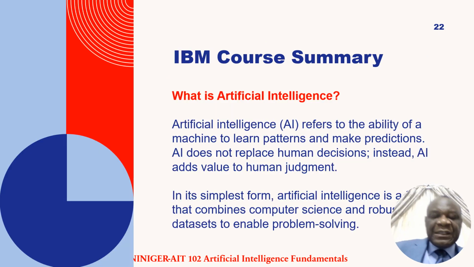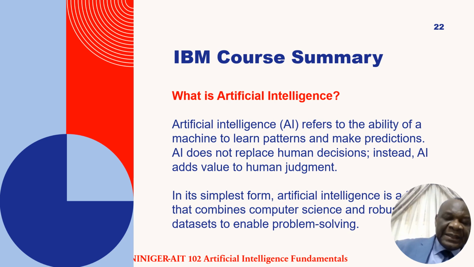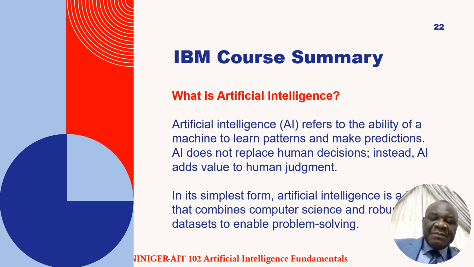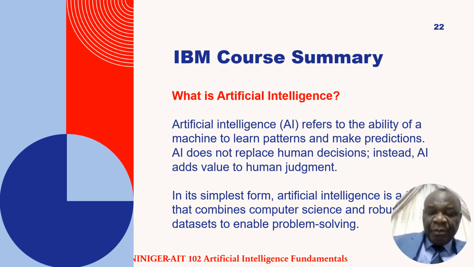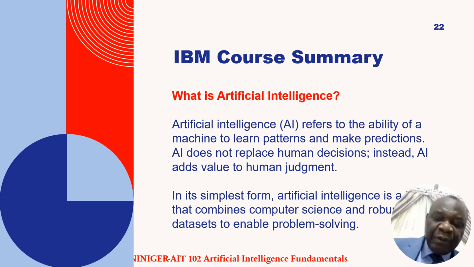Let's define what is artificial intelligence. Artificial intelligence refers to the ability of a machine to learn patterns and make predictions. Predictions is very important. AI does not replace human decisions. Instead, AI adds value to human judgment. In its simplest form, AI is a product that combines computer science and robust data sets to enable problem solving.